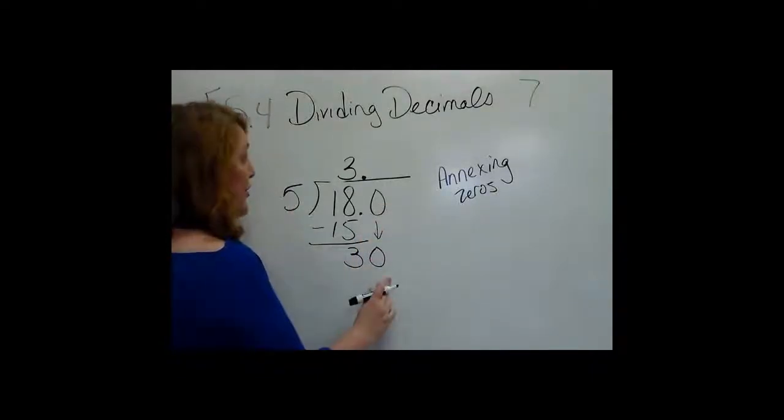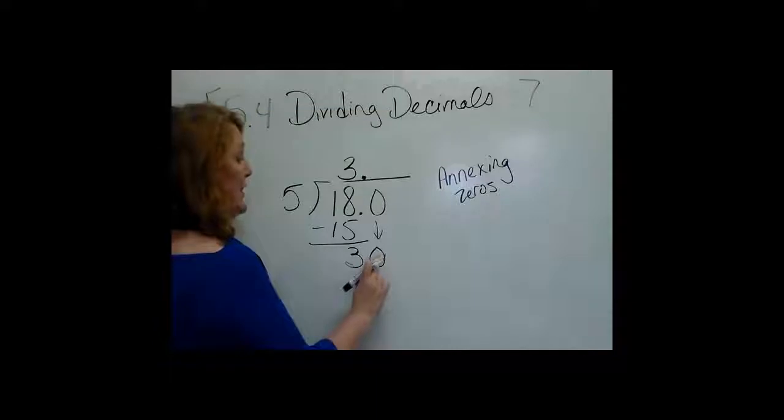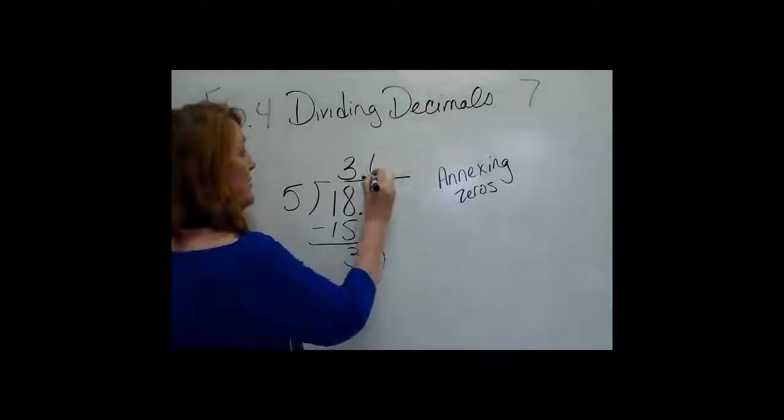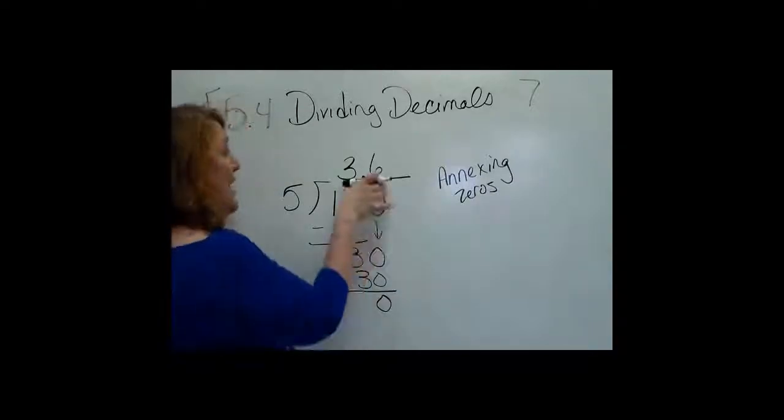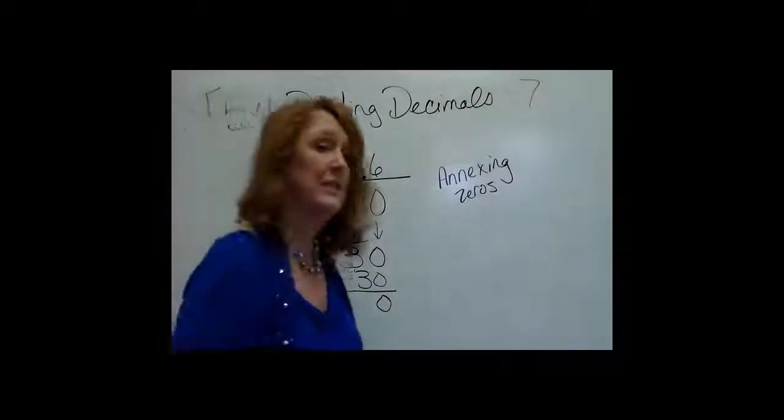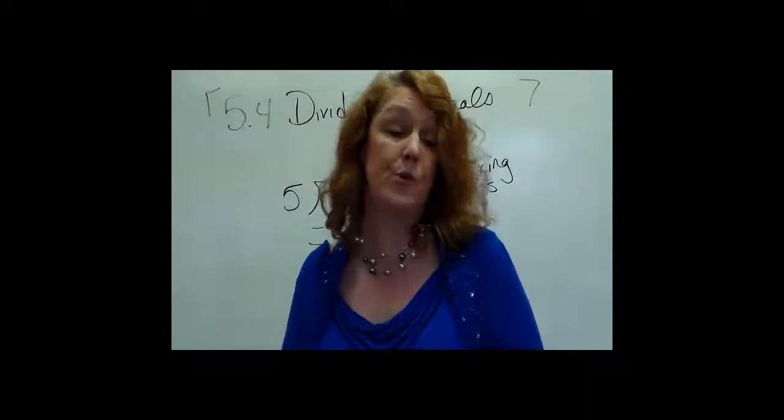And 5 goes into 30 6 times. I'm going to put that 6 right above this 0 that I'm using. 6 times 5 is 30. Subtract and I get 0. And now I'm finished. 5 goes into 18 3.6 times. 3 6/10.